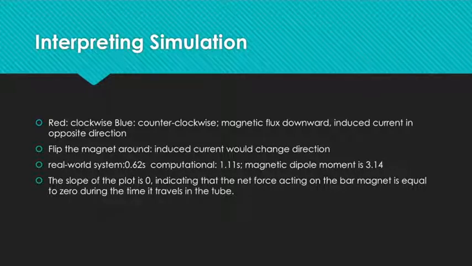So for the real world system, I'm getting a result of 0.62 seconds for the magnet to travel through the tube, and the computational model is 1.11 seconds. There is a relatively large difference between them. I guess that is because the magnetic dipole moment I got from lab 3 is relatively large, which is 3.14. I've tried to lower it a little bit, and it actually decreases the difference between my real world system and the computational model. And the slope of the velocity versus time plot is 0, indicating that the net force acting on the bar magnet is equal to 0 during the time it travels in the tube.